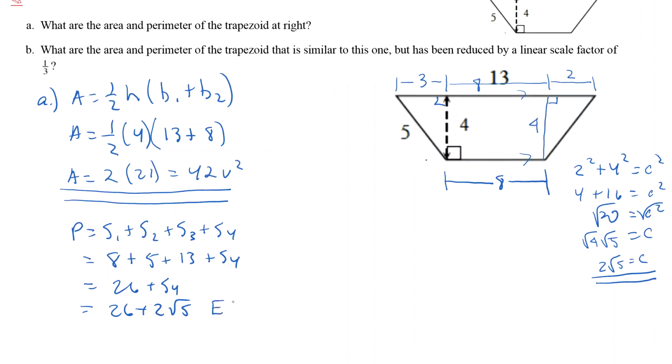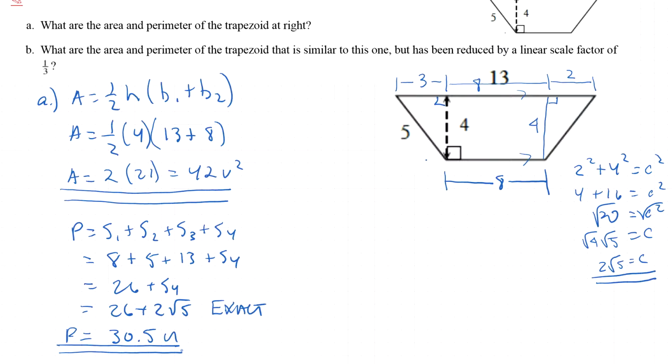And we know this is exact form. We can work in exact form, but for our example here, we're going to convert it. So 26 plus 2 times the square root of 5 equals roughly 30.5 units is the perimeter. All right.